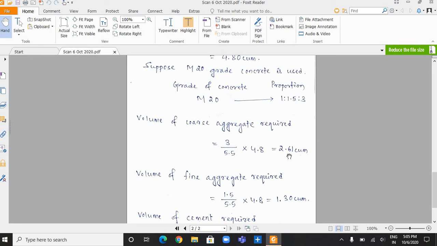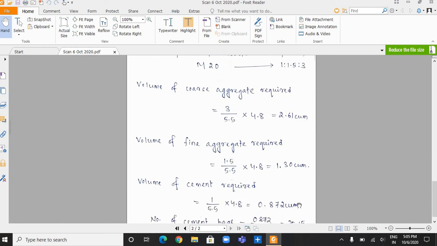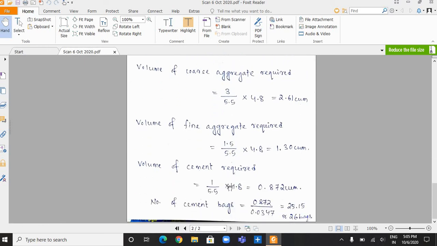Then next we shall calculate the volume of fine aggregate, that is your sand. The proportion of sand is 1.5. So 1.5 divided by 5.5 multiplied with the dry volume of concrete, that is 4.8, which equals 1.3 cubic meter. Then next we shall calculate the volume of cement required. So 1 divided by 5.5 multiplied with 4.8, which equals 0.872 cubic meter.